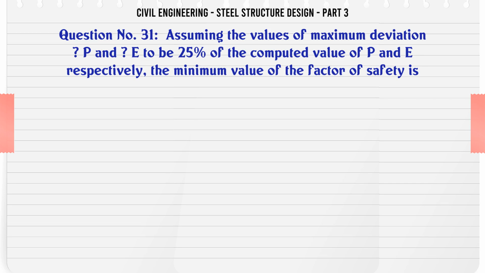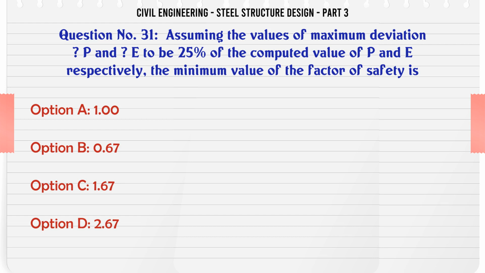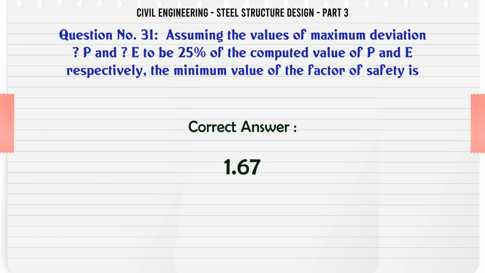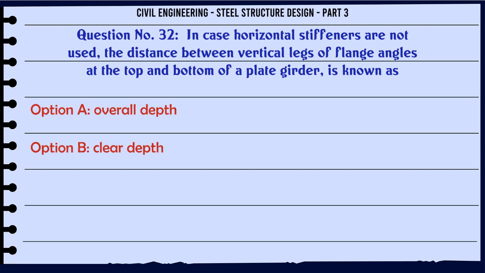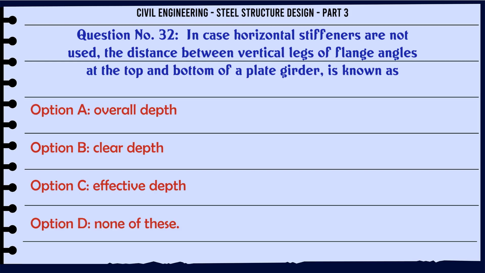Assuming the values of maximum deviation of P and E to be 25% of the computed values of P and E respectively, the minimum value of the factor of safety is A. 1.00, B. 0.67, C. 1.67, D. 2.67. The correct answer is 1.67.